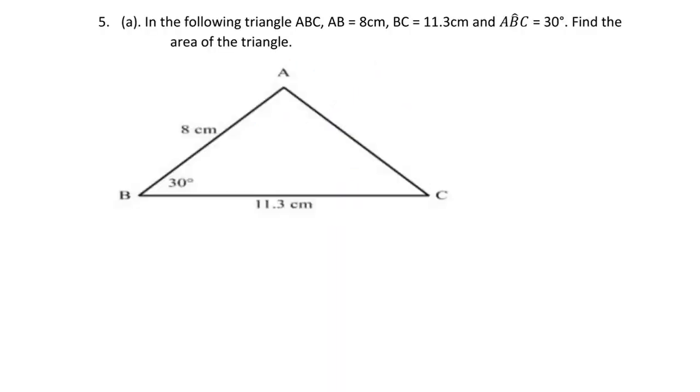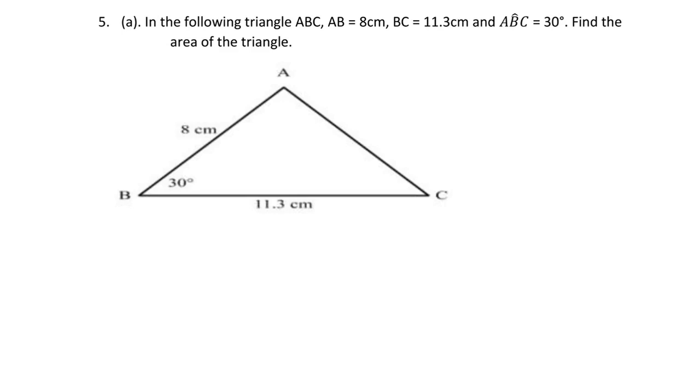Question number 5, part A. In the following triangle ABC, AB equals 8 centimeters, BC equals 11.3 centimeters, and angle ABC equals 30 degrees. Find the area of the triangle. Okay, so this is a geometric problem.